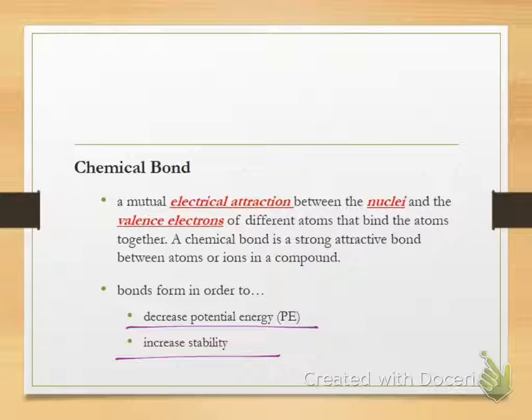Nature always likes things in the lowest possible potential energy that it can get, and it is more stable and lower potential energy to bond things than to have them be separate. Okay?